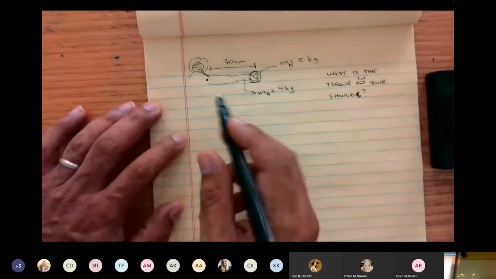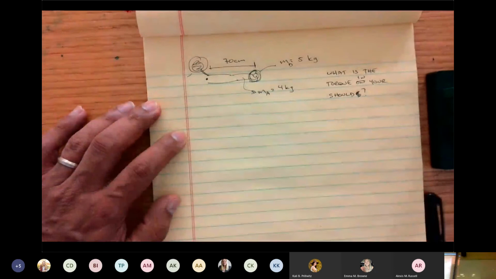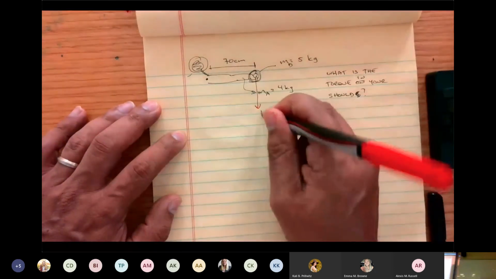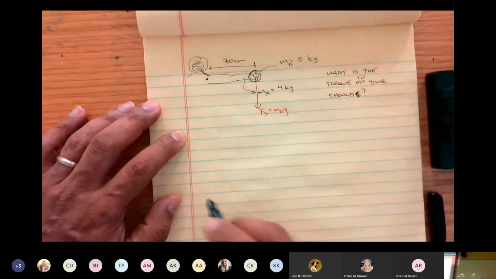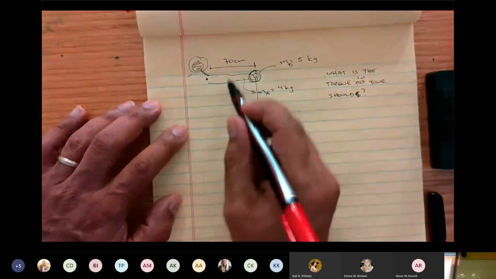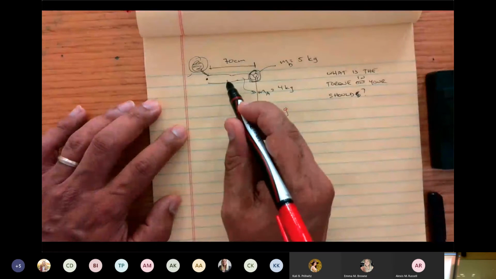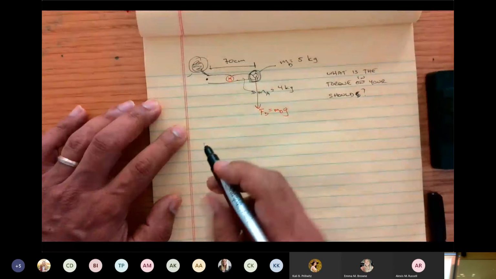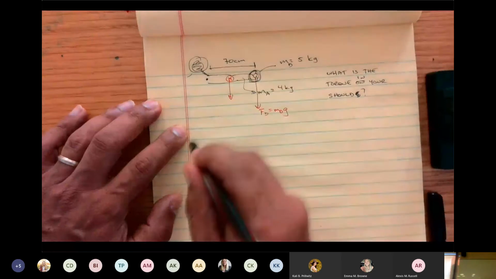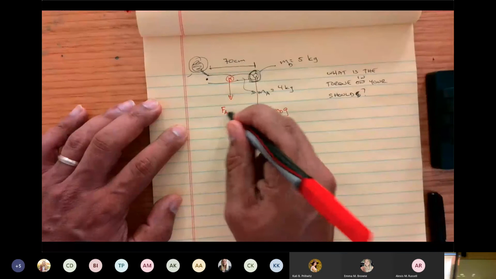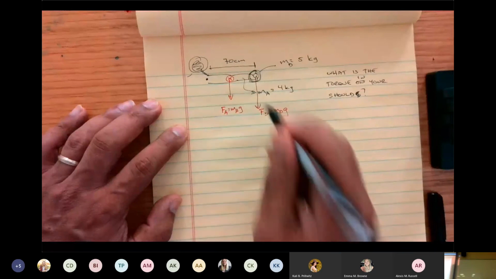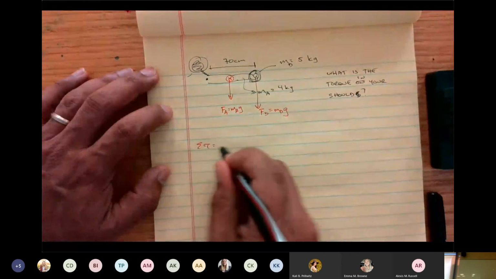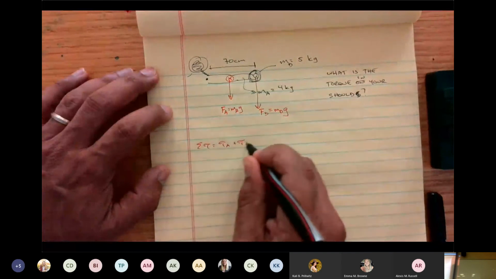Okay, I'm gonna do it step by step. So we're gonna have two forces. The force of the dumbbell, which is basically the mass of the dumbbell times gravity. And the other one is the mass of the arm. The center of gravity of the arm is gonna be here at the center, so here we're gonna have the force of the arm, which is the mass of the arm times gravity.